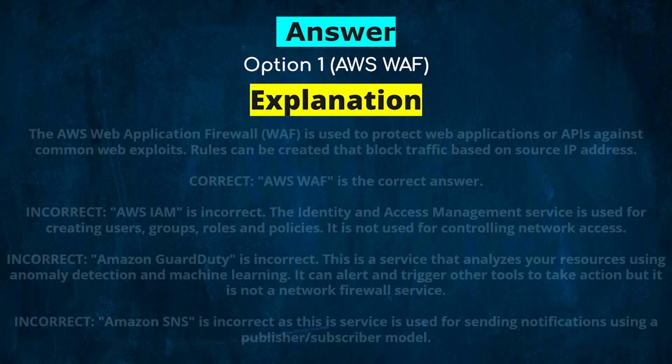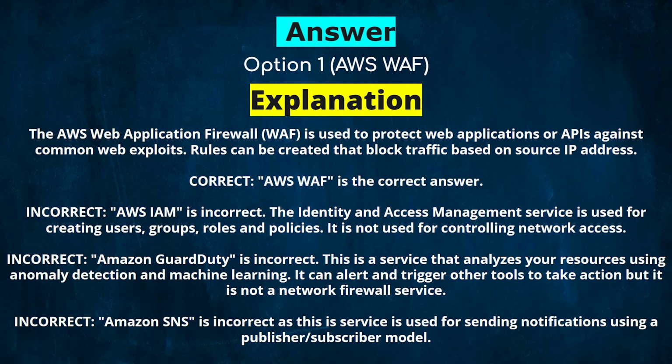Explanation: the AWS Web Application Firewall is used to protect web applications or APIs against common web exploits. Rules can be created that block traffic based on source IP address. AWS WAF is the correct answer. AWS IAM is incorrect. The Identity and Access Management service is used for creating users, groups, roles, and policies. It is not used for controlling network access.